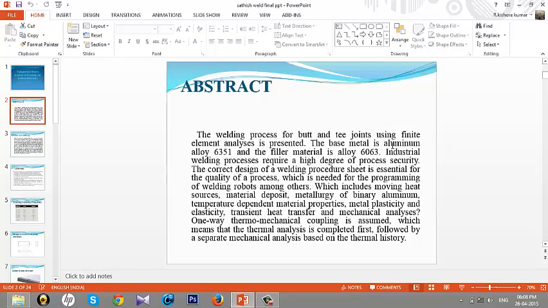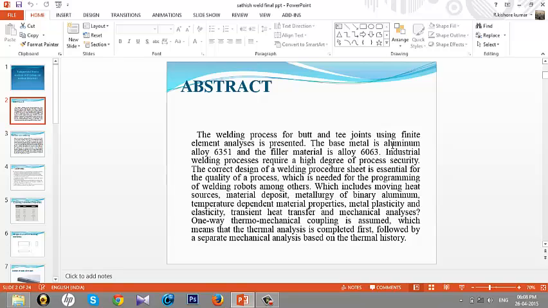Abstract. The welding process of butt joint and T-joint using finite element analysis is presented. The base metal is aluminum alloy 6351 and the filler material is alloy 6063. The industrial welding process requires a high degree of process security. The correct design of welding procedures is essential for the quality of the process.